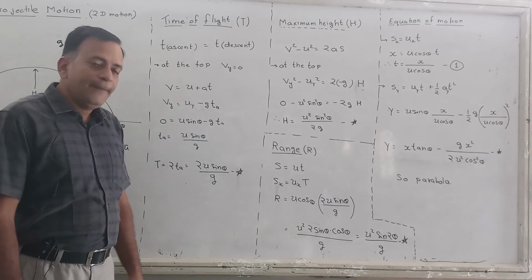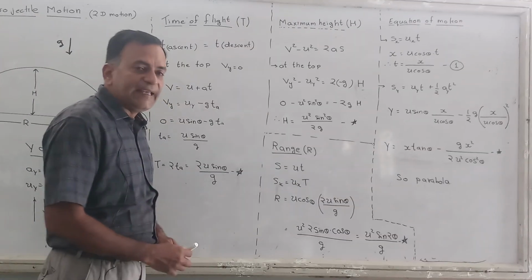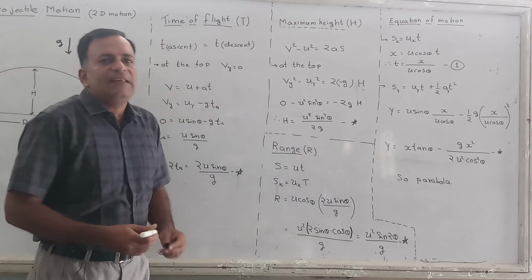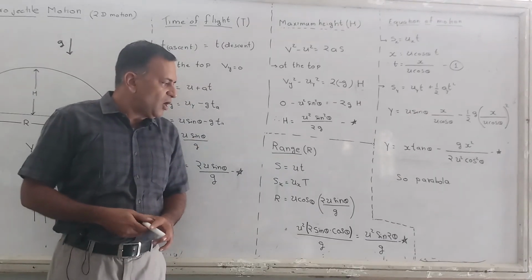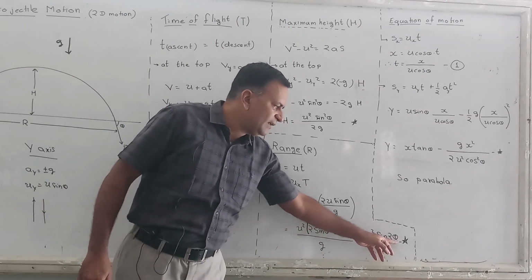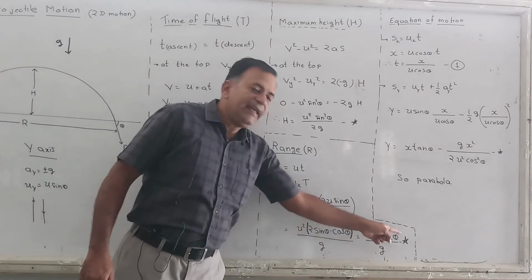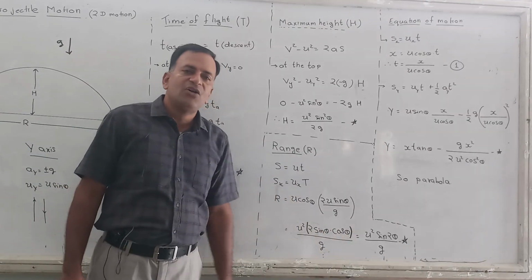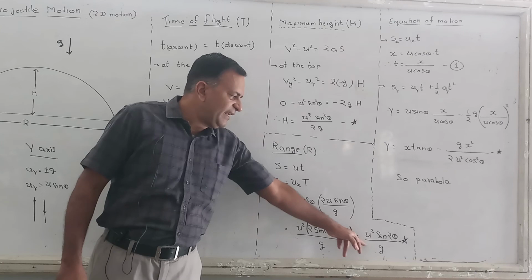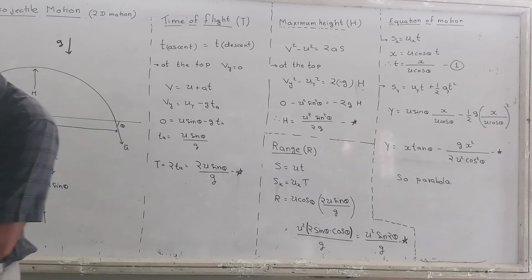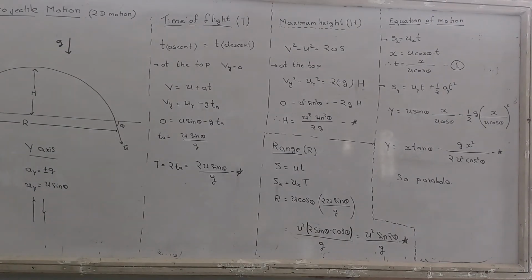And the final thing, see this term 2 sin theta cos theta, this is the trigonometric expansion of sine 2 theta. If I want to expand sine 2 theta, I can write it as 2 sin theta cos theta. So this is the final expression for the range, u square sine 2 theta upon g. So today we have learnt about projectile, the time of flight, maximum height and the range.